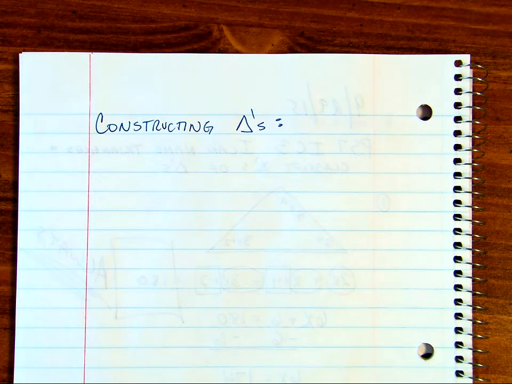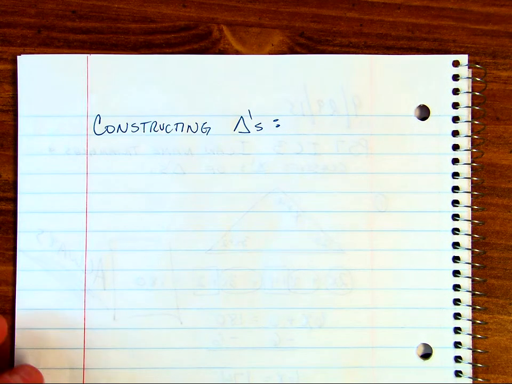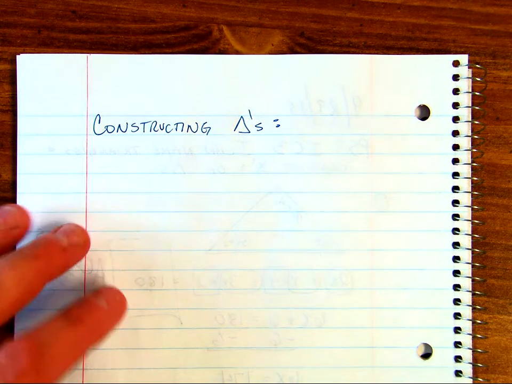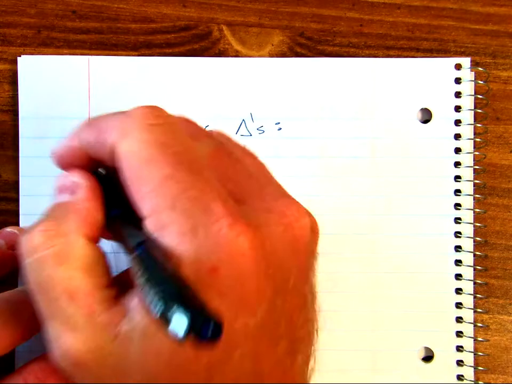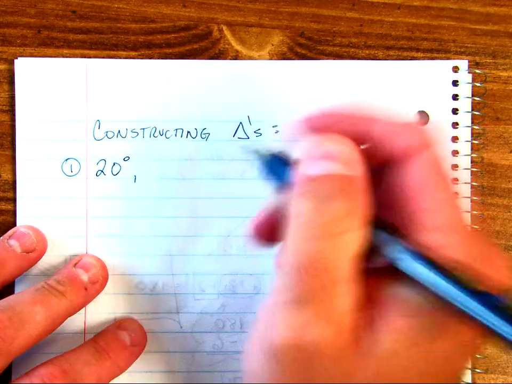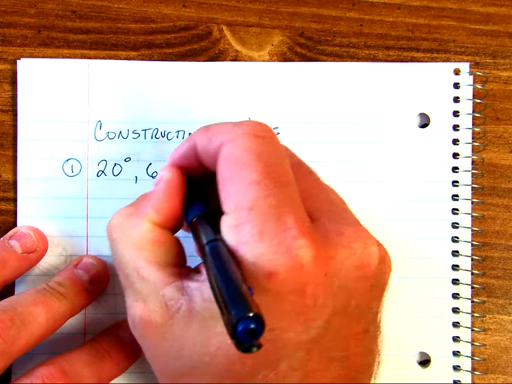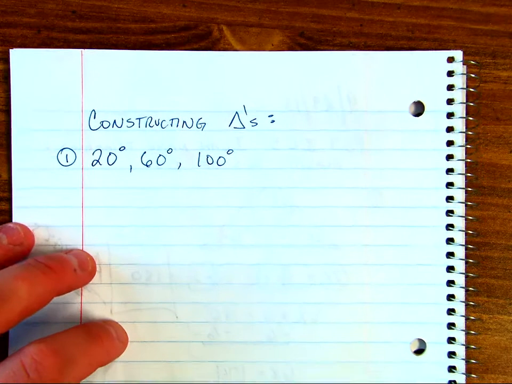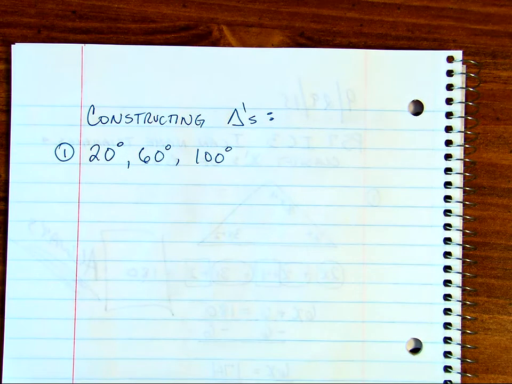So we're going to be using our protractors to construct these triangles. We're actually going to be making triangles, Nick. And the first triangle we're going to draw, or attempt to draw, is one with a 20-degree angle, a 60-degree angle, and a 100-degree angle. Can this be done, yes or no? How do you know? Because it equals 180.